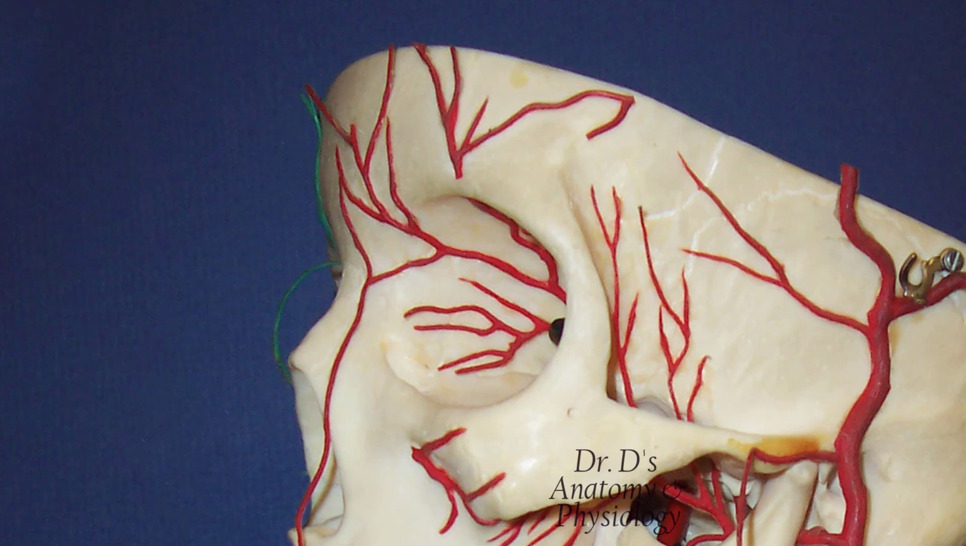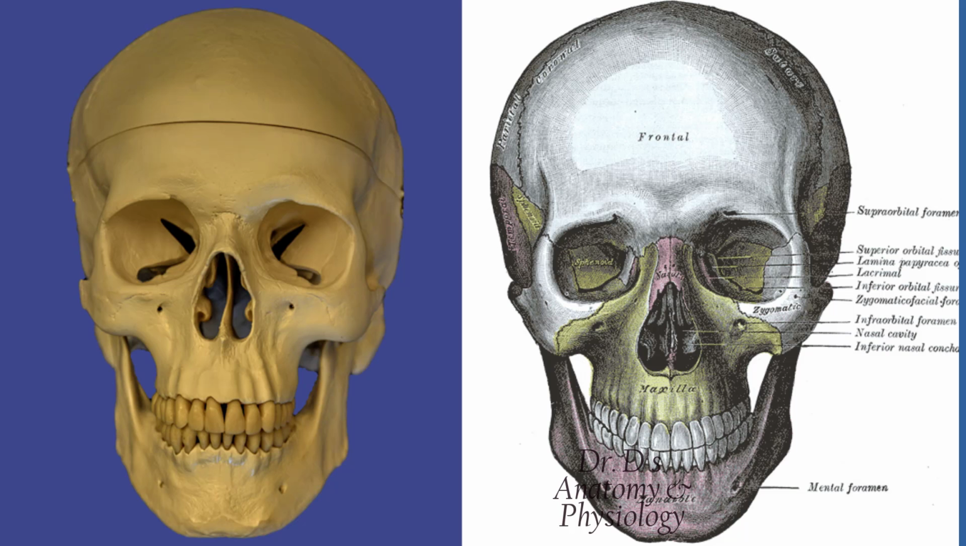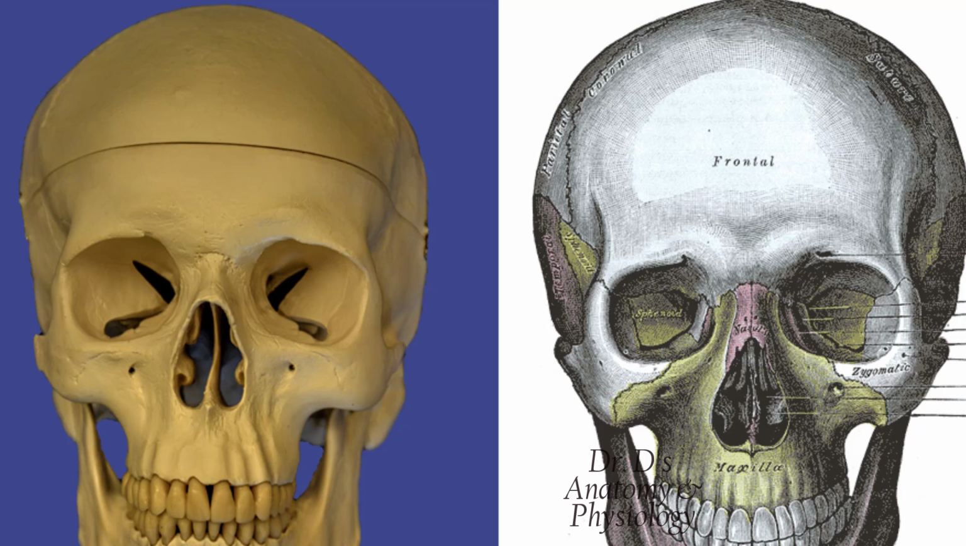Let's take a look at another example. If we look at these two skulls again, notice that the frontal bone, the bone of the forehead, in both the figure and in the plastic skull is just one bone. There is no separation by a suture, in other words, it's just one bone.